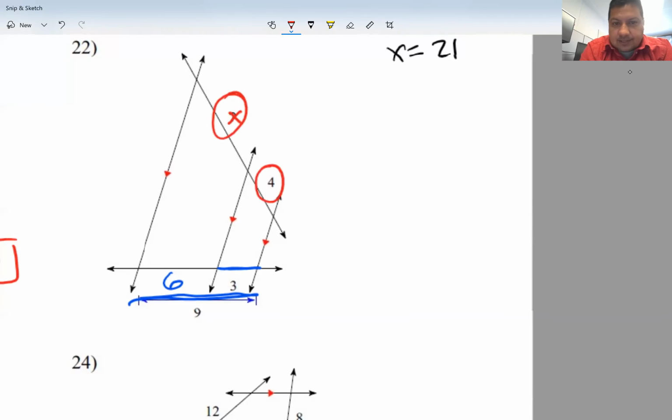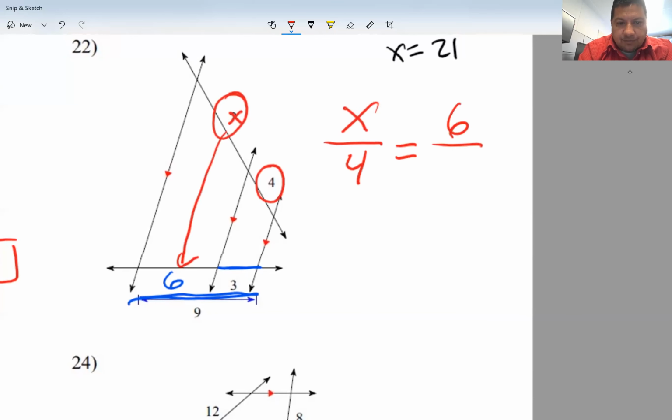So I see on that side, I see x and the 4. So I'm going to make a fraction. X over 4 equals. X is corresponding to 6. 4 is corresponding to 3. I'm not quite going to use 9 when I make my fraction because I'm not using the entire side.